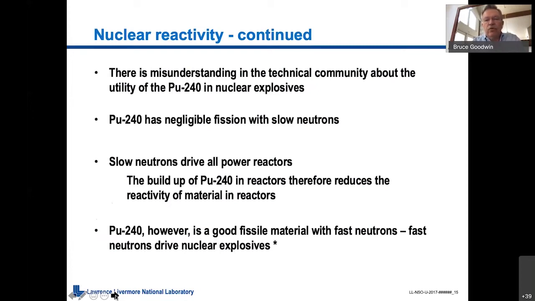And so actually, as the plutonium-240 in a reactor accumulates as it burns up its fuel, it actually slows down the reactor. And so a reactor engineer who doesn't understand nuclear explosives might think that plutonium-240 is not useful for explosives. However, it is a very good explosive fissile material with fast neutrons. And fast neutrons are what drive nuclear explosives. Next view graph.